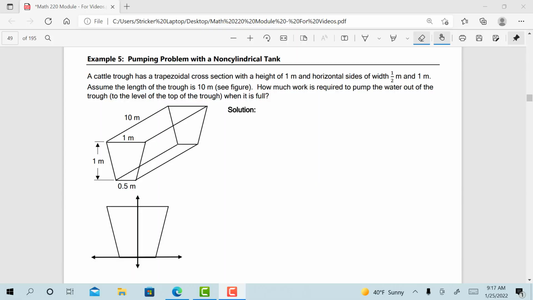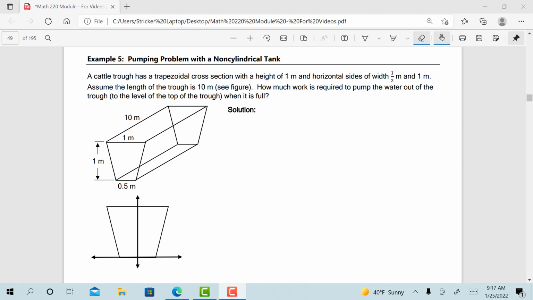Welcome back. In this video, we are still in section 2.5, and we're still talking about work, but we're going to look at a new type of application, and that is the application of the work needed to pump water vertically, so to pump it up out of something. And we have an example here, example 5 from your notes.